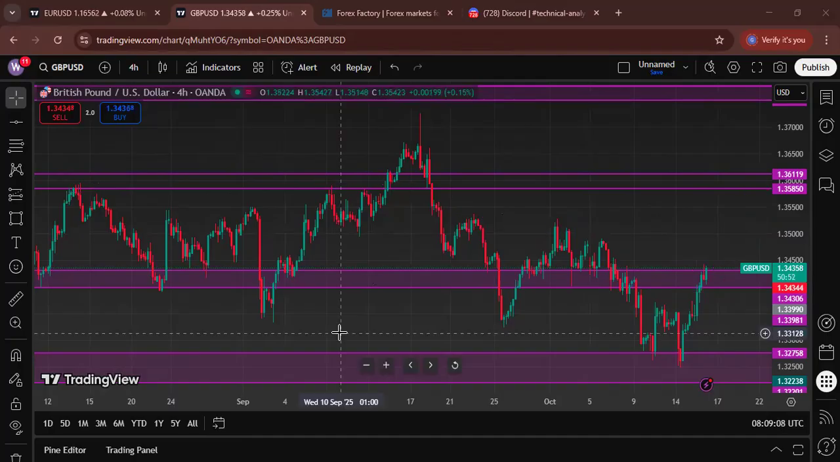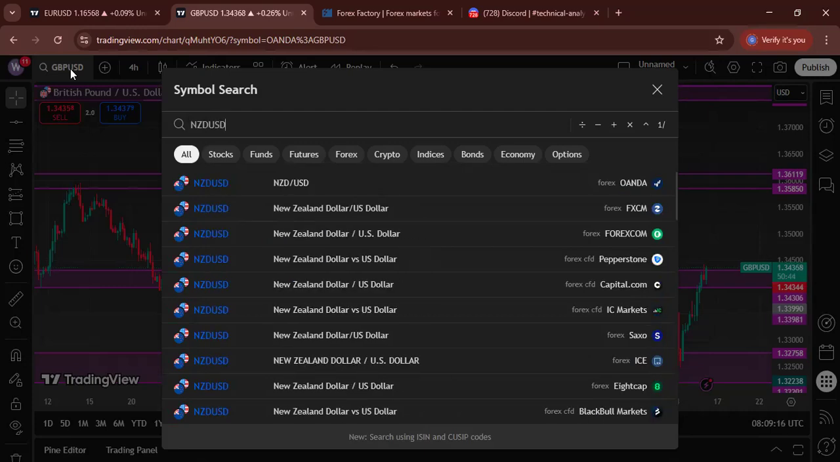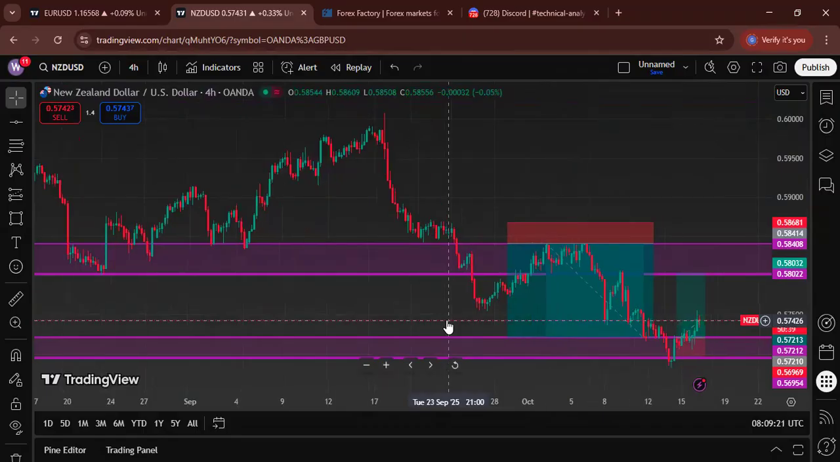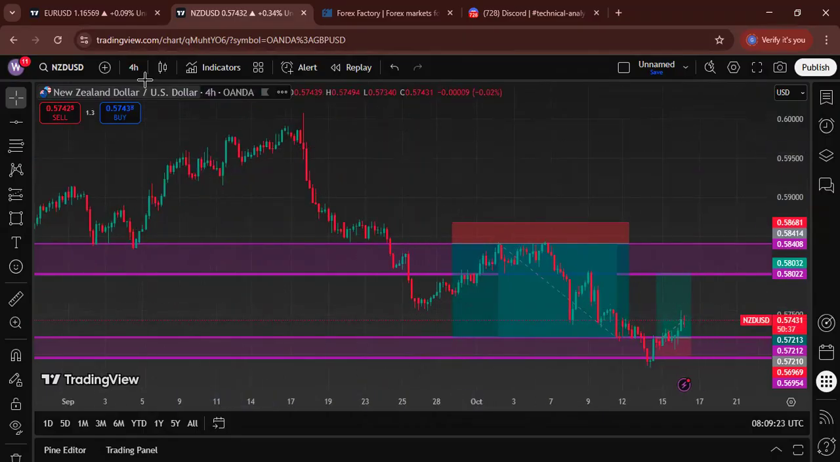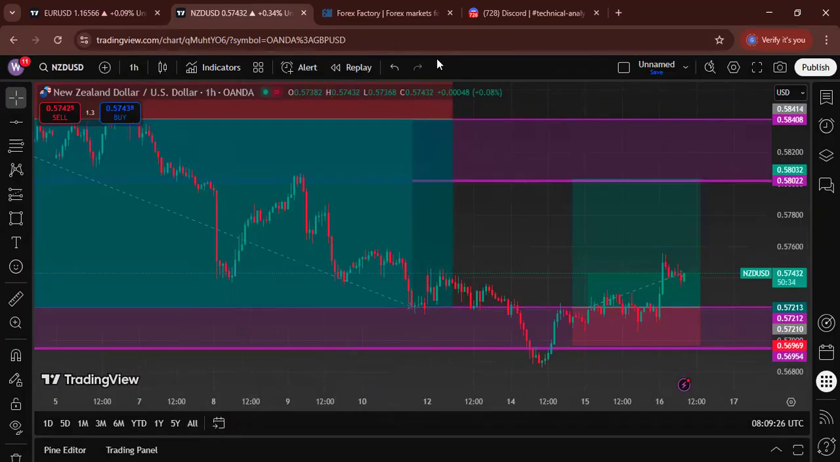Then we have this is GU. Let's have a look at NZDUSD as well. So I'm just gonna focus on the pairs that I'm looking out for. NZDUSD, there is NZDUSD as well, a very nice swing position that we have. So if you check on the 1 hour time frame, this is what you have.